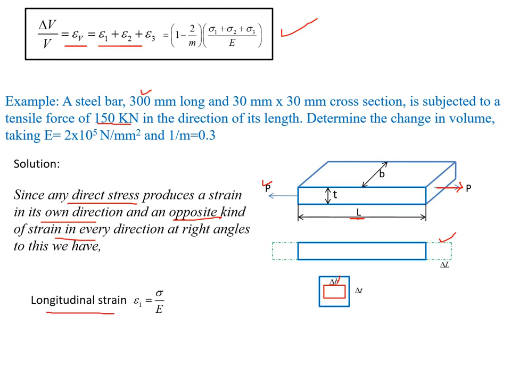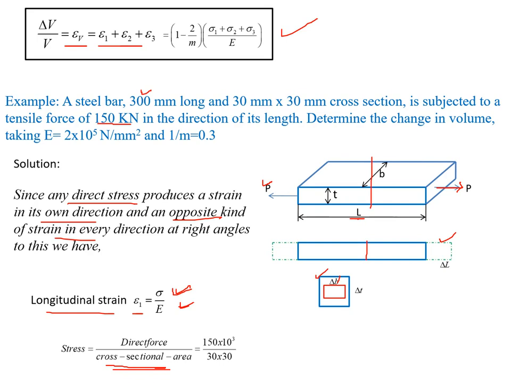So longitudinal strain, epsilon 1, equals sigma by E. Sigma is the direct stress. We know how to calculate the stress: stress is nothing but the direct force divided by the cross-sectional area. Here, very important, is the cross-sectional area. We are applying the force in the length direction, so this is its cross section, and the cross-sectional area will be its width and thickness.